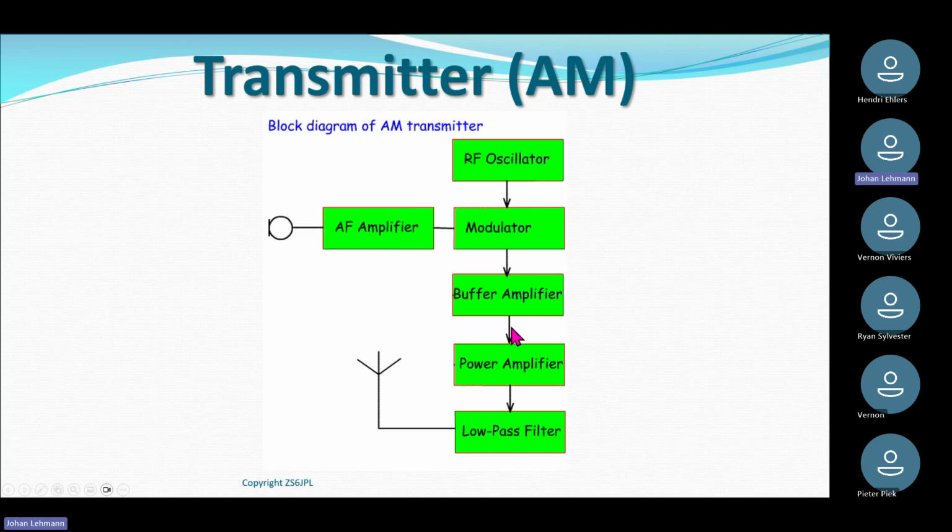It goes to two amplifiers. Sometimes the buffer and the power amp can be the same, but it could be two separate amplifiers. And it goes through a filter to the antenna.